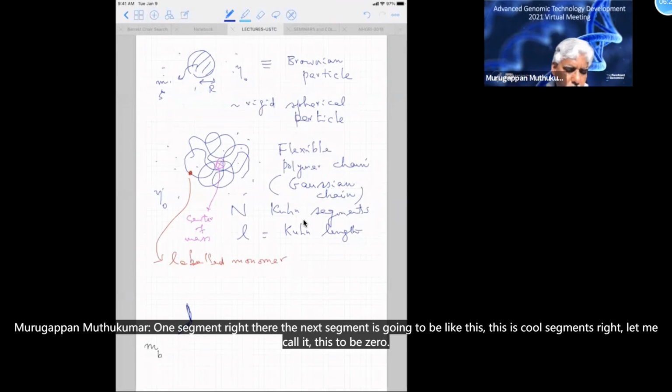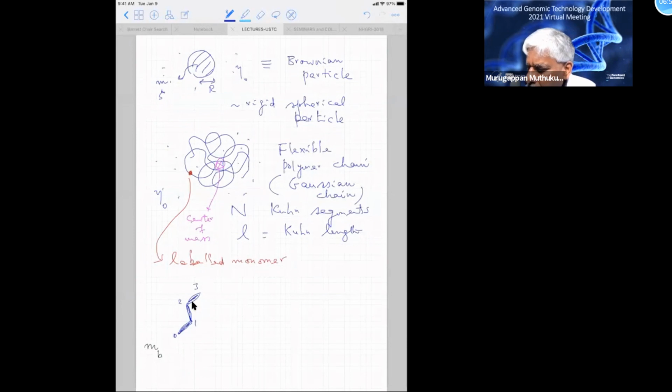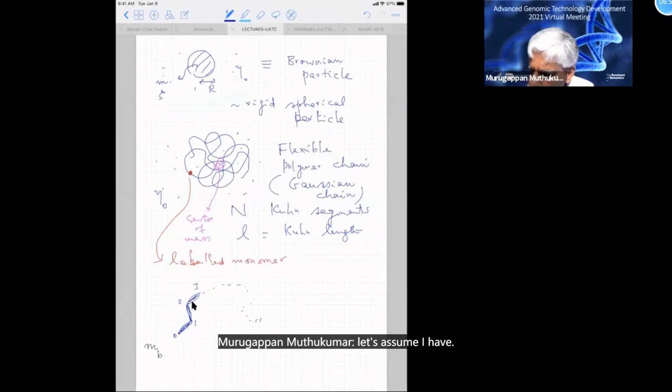Let me call this the 0th end. This is 1. This is my first segment, that connects one end to the position of the last monomer in that Kuhn segment. Similarly here it's 2, and then I have something like 3. This is the third segment, and so on. And eventually, let's assume I have this as my last monomer.